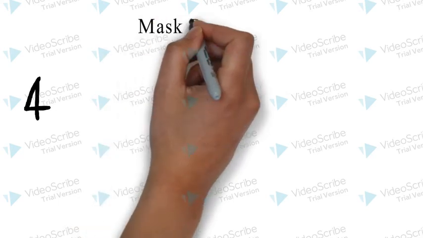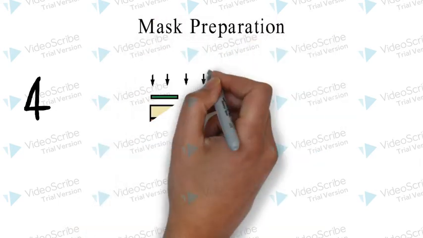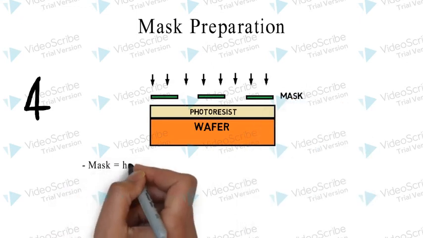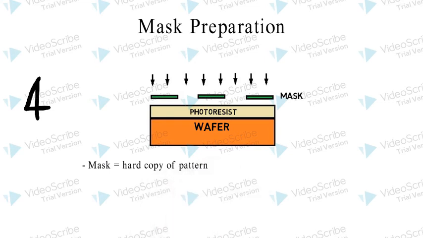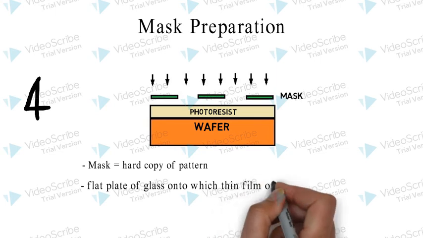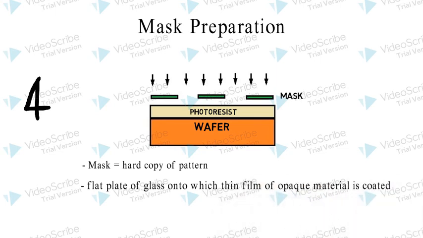This leads us to the fourth step in lithography, which is mask preparation. This is a mask. It is nothing but the hard copy of the pattern which we want to machine on the substrate surface. It usually involves a flat plate of glass on which a film of opaque material according to the pattern is coated. A mask can be thought of like a stencil which is used for painting different patterns on a particular paper. Mask is made in accordance with the type of photoresist material we are working with.